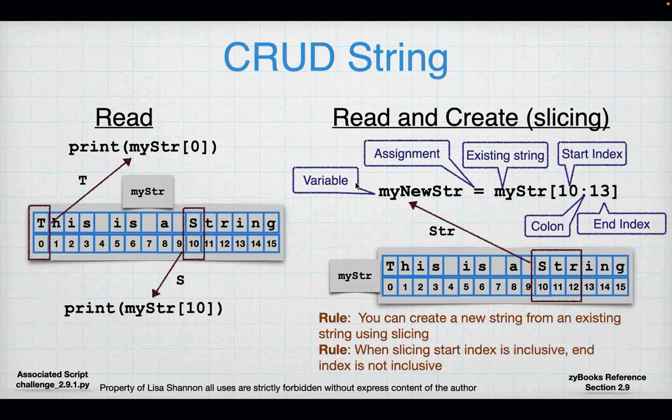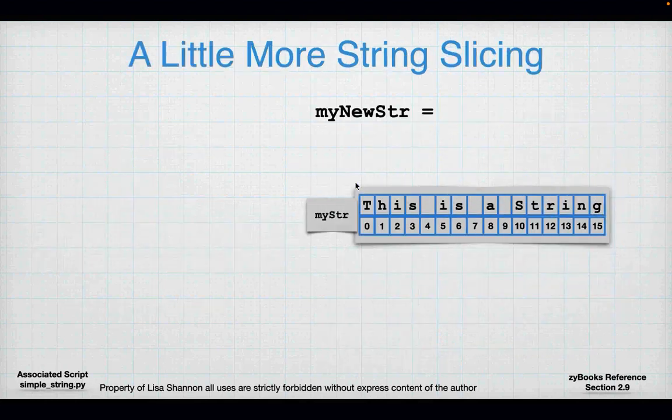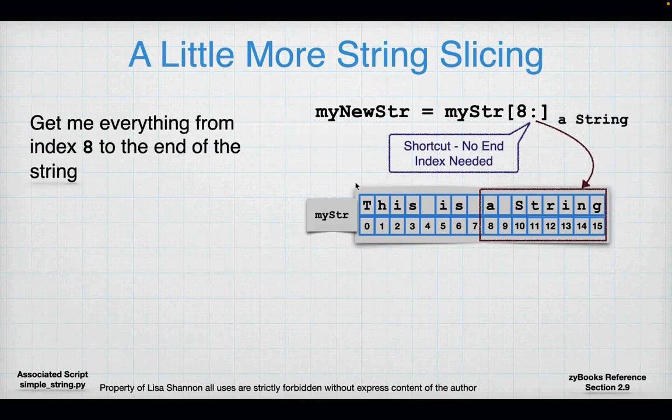Okay, you can create a new string from an existing string using slicing. The start index is inclusive and the end index is not inclusive. So a little bit more on string slicing because you're going to need it. There are some shorthands. A shortcut is if I'm trying to slice, which means I have the square brackets, a number, a colon, and then a square bracket. It's a shorthand for get me everything starting at index number 8 to the end.